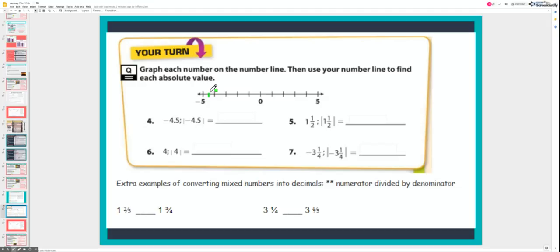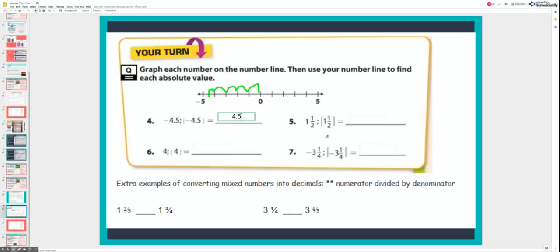And then you can use the number line to find the absolute value like this. So there's half a unit from 0, 1.5, 2.5, 3.5, 4.5. So hang on. There we go. Absolute value is 4.5.